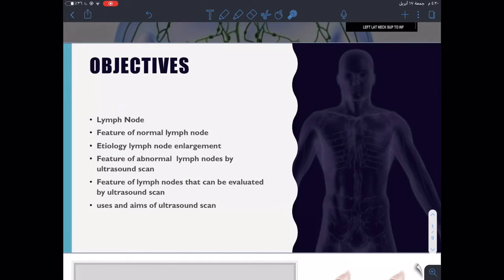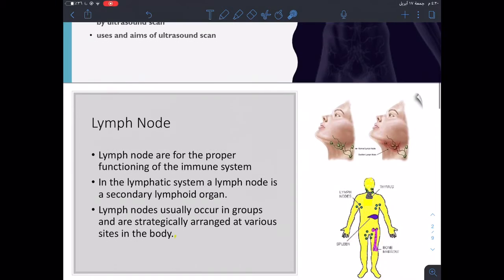Our objectives today: the first one, lymph node. The second one, features of normal lymph node in size and shape. The third one, etiology of lymph node enlargement and the common causes of lymph node enlargement. The fourth one, features of abnormal lymph node by ultrasound scan. The fifth one, features of lymph node that can be evaluated by ultrasound scan. And the last one, uses and aims of ultrasound scan.